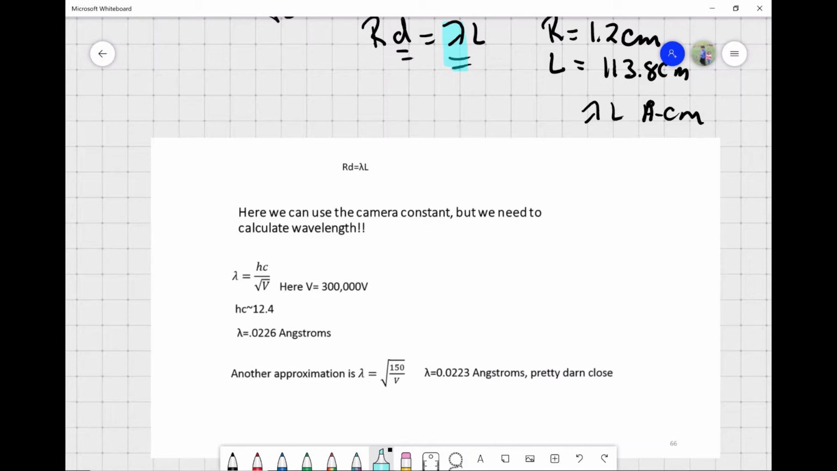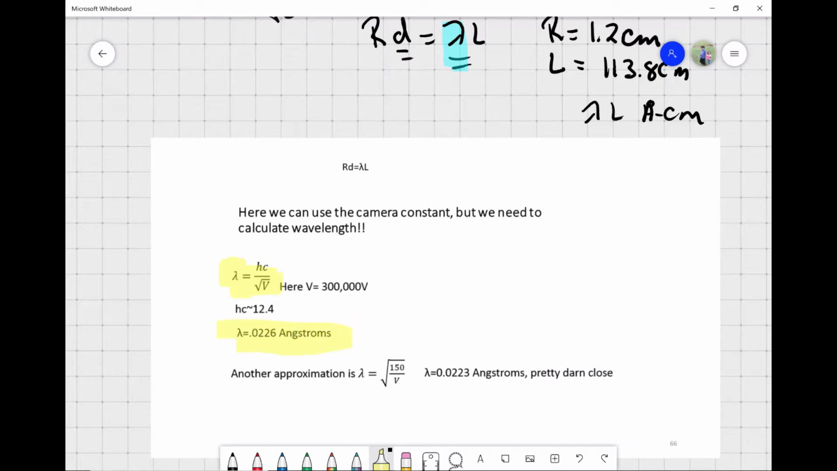For given accelerating voltages, you have a given wavelength. If you don't have that table, you can calculate it using that long equation, or you can use these two. I'm going to introduce these equations for approximation for you. We kind of talked about one: lambda equals hc over the square root of voltage. Here, voltage is 300,000 volts. Hc is roughly equal to 12.4, that's Planck's constant times the speed of light.